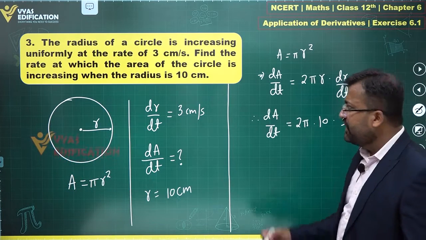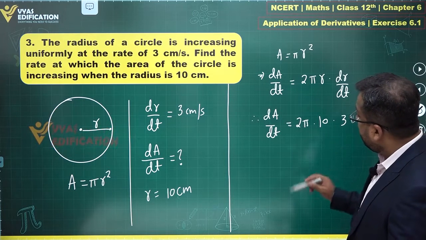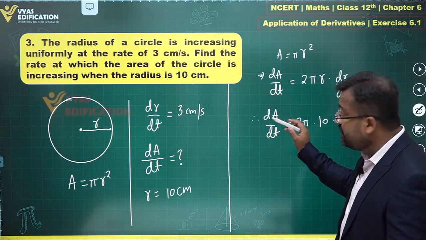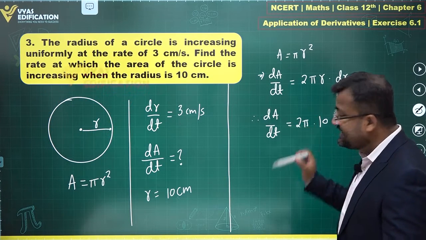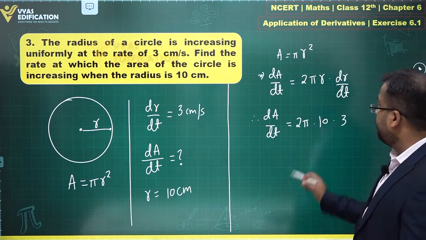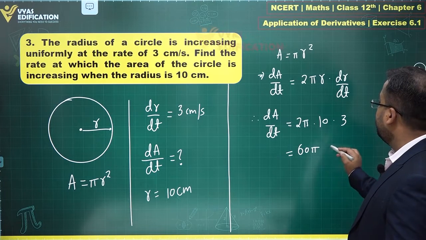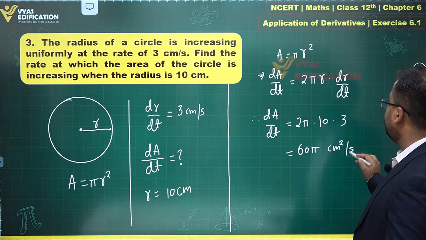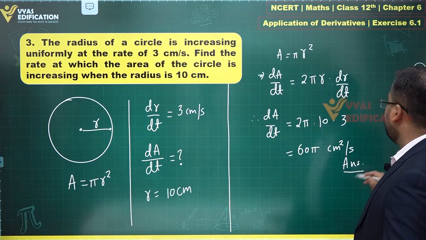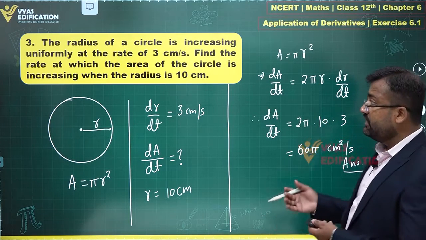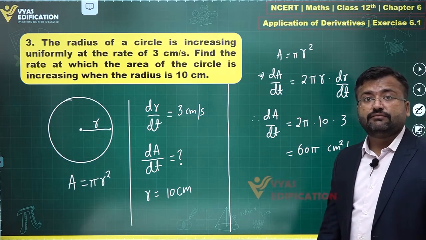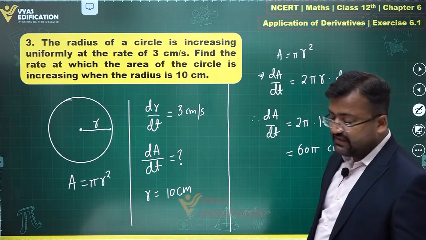What will be the units? Units can be measured by writing the units over here, or you can observe the units directly from here. Area is in centimeter square, this is in seconds. So this becomes centimeter square per second. What is this? 60 pi centimeter square per second is my answer over here. That's my final answer for this question. Let's move on to the next one after this.